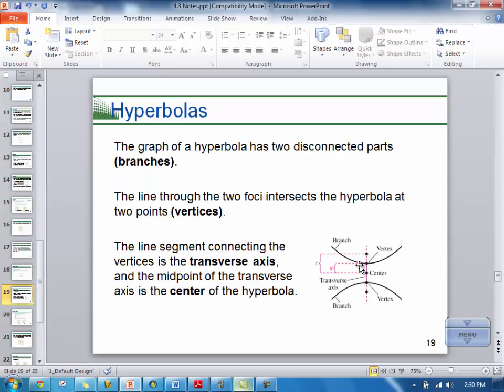So here is an example of a hyperbola. This distance right here is going to be A. The distance from the center to a focus is going to be C. This is called the transverse axis here. And obviously, the center is the point that's directly between the two vertices.